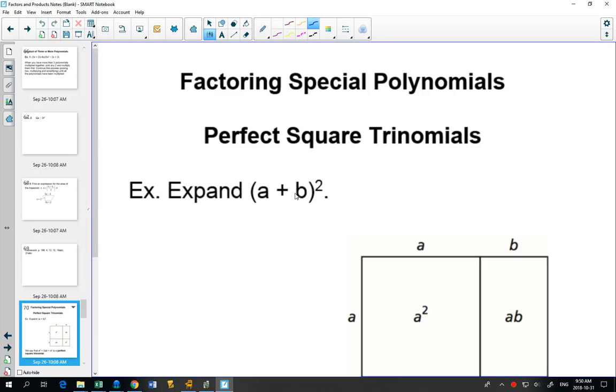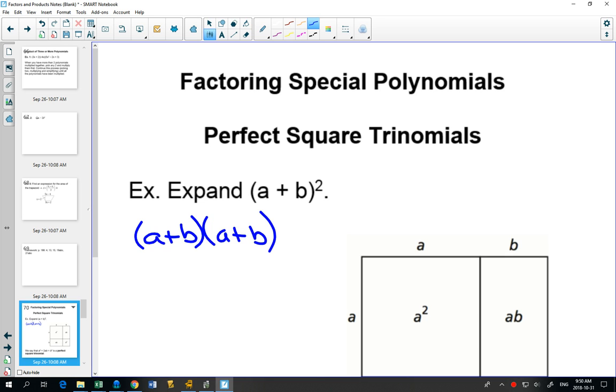Factoring special polynomials, they're just special because they factor nicely. So the first ones we're going to look at are perfect square trinomials. Now if you expanded a plus b squared, the first thing you have to remember is squaring something means multiplying by itself.